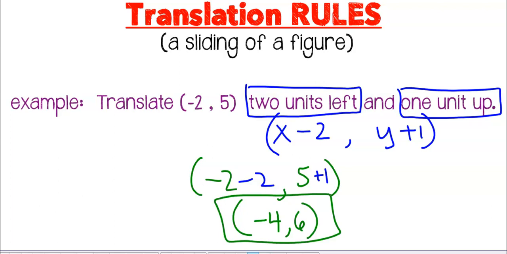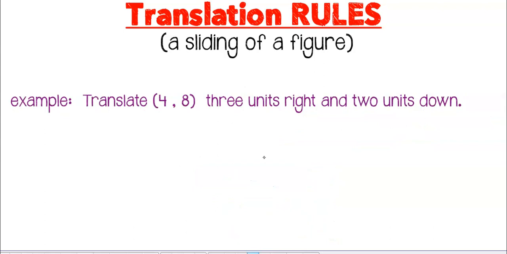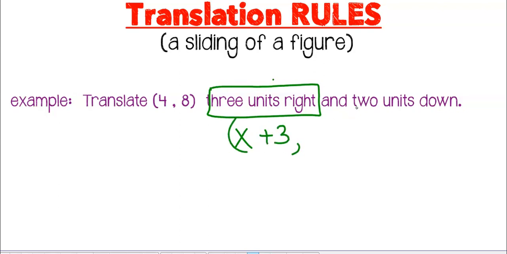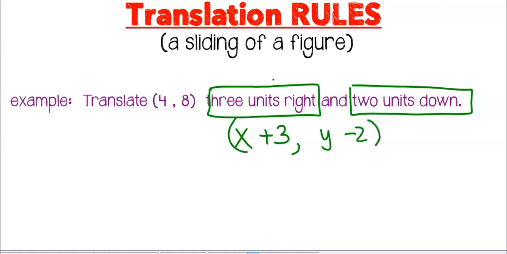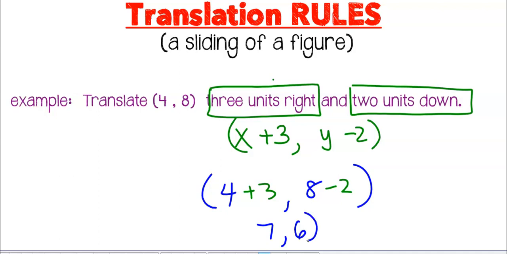Okay, one more time. This time, we're going to move 3 units to the right. Right affects the x-axis, and right is in the positive direction. 2 units down. Down affects the y-axis, and down is in the negative direction. Perform these mathematical operations on your given point. And there you have it.